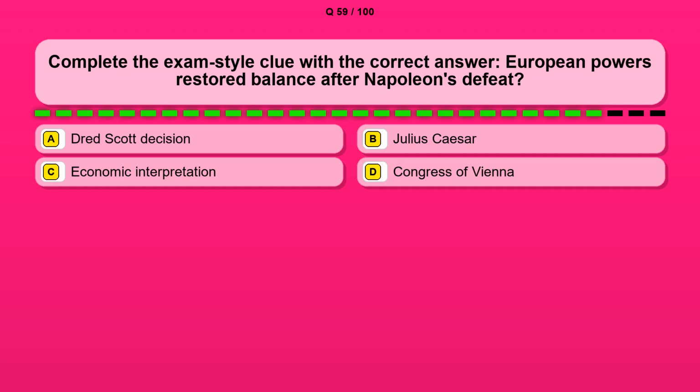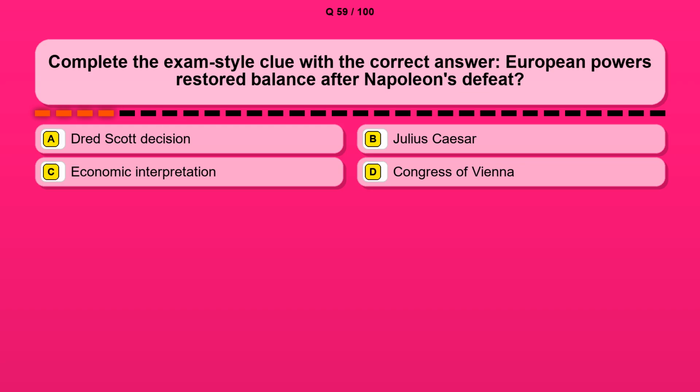Question 59. Complete the exam-style clue with the correct answer. European powers restored balance after Napoleon's defeat. Option A, Dred Scott decision. Option B, Julius Caesar. Option C, economic interpretation. Option D, Congress of Vienna.